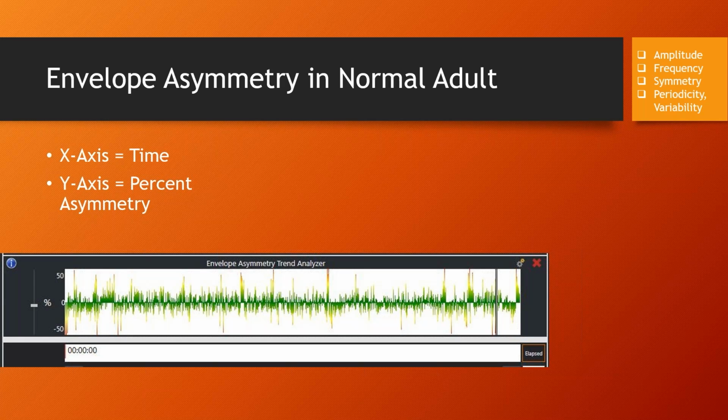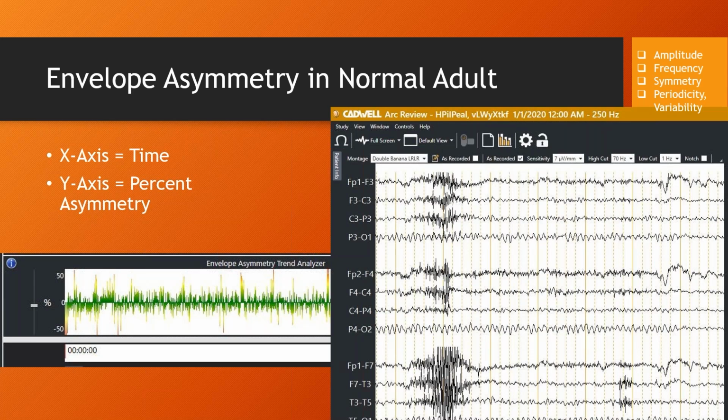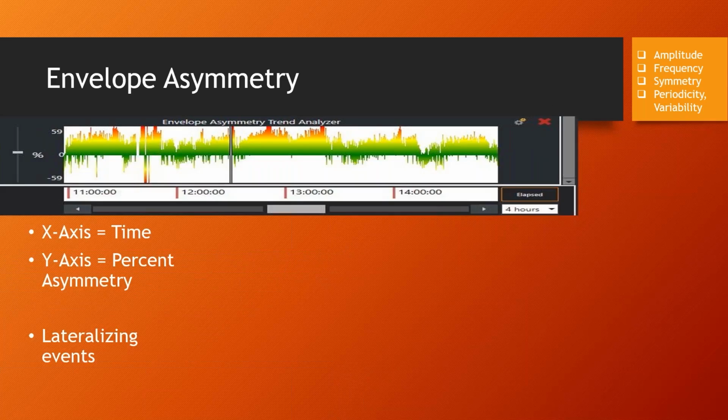And you'll see again, the x-axis is time, the y-axis is percent symmetry. And what we can tell from this is we've got a pretty symmetrical EEG, where we have things going more right or more left tends to be artifact like chewing or something else, which you can see in this raw EEG. But overall, it's pretty symmetrical.